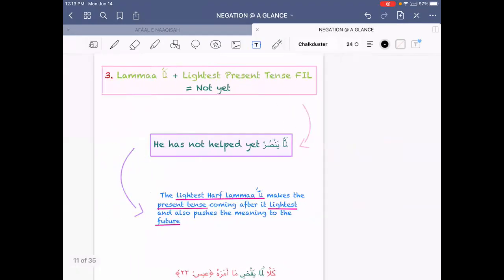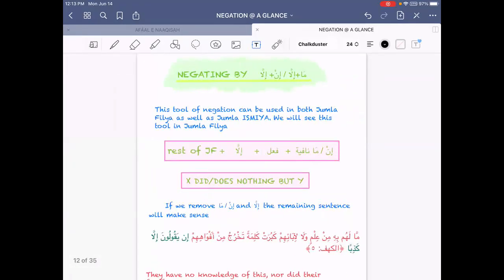Okay. Now let's go to the new topic. This is another tool used to negate a jumla failia. And this is used with past tense or present tense, both. Both can come. And the meaning that it generates is X did or does nothing but Y, because past and present both can be used. So this is also one of the tools that we will also do with jumla ismiya.